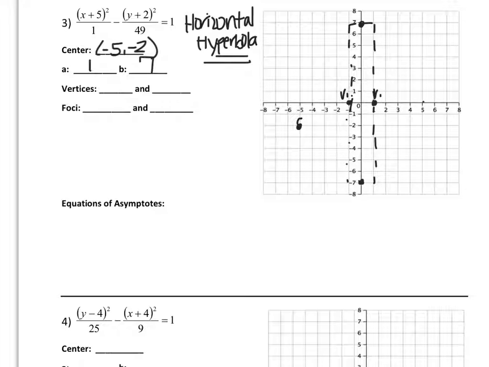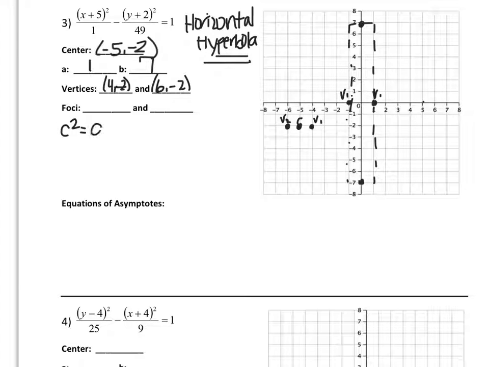So our a value is 1 from the center, so here and here. So we'll call this vertex 1 and vertex 2. So if I want to name those points, it's 4, negative 2 and 6, negative 2. So we can label that 4, negative 2 and 6, negative 2. All right? And while we're here, let's find our foci.